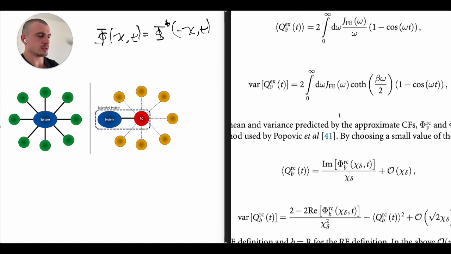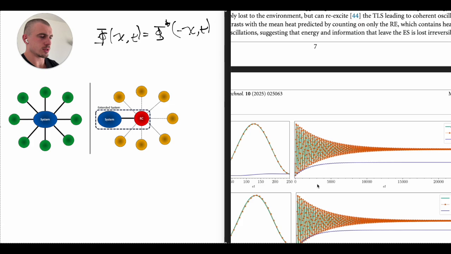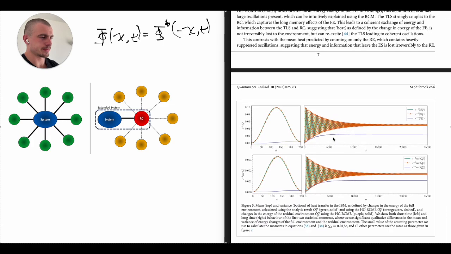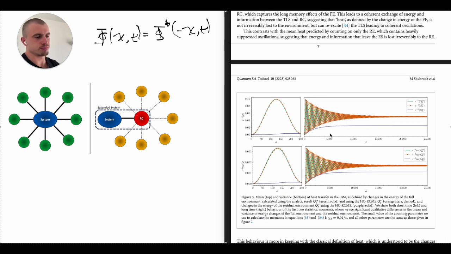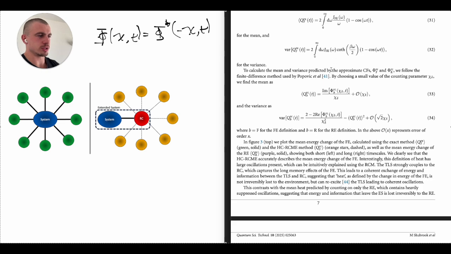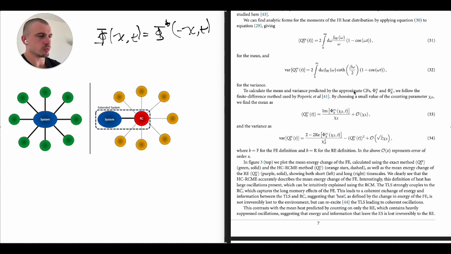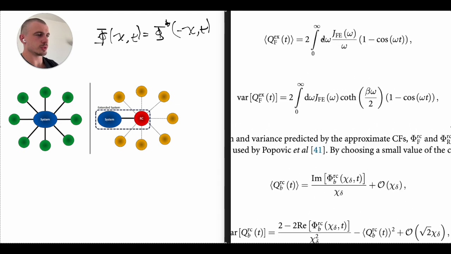So that's what we then do in figure 3. And before we do that, let's just pause and mention the fact that we're actually able to calculate the mean and the variance for the full bath definition using the exact analytic case. So we end up with these two nice expressions for the mean and the variance of the full bath definition of heat when we use the exact method of calculating the dynamics.